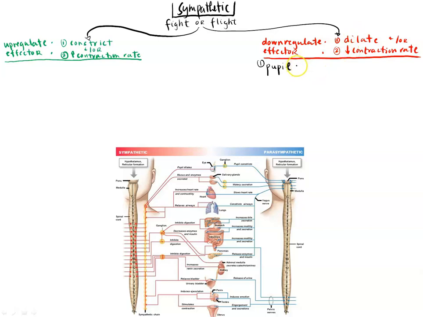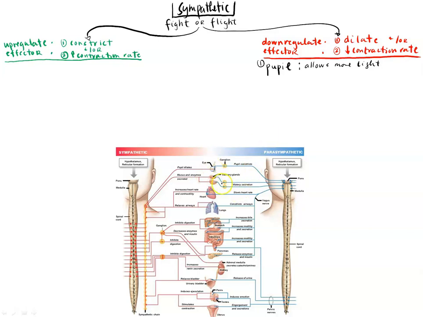Because dilating the pupil allows more light into the eye so that we can have sharper vision. Because I hope you agree, if we're going to fight or flee, we have to be able to see well, okay? Okay, that's the eye, number one.